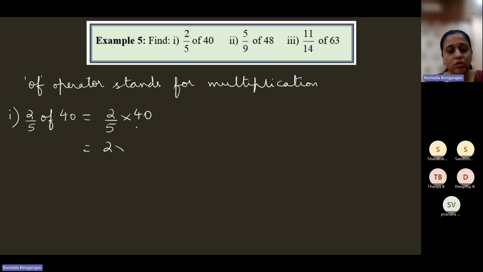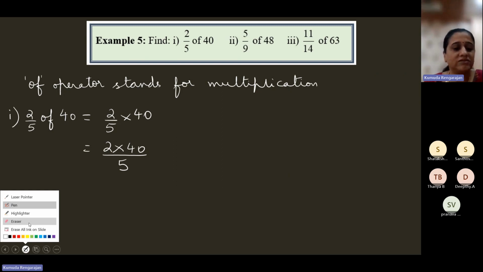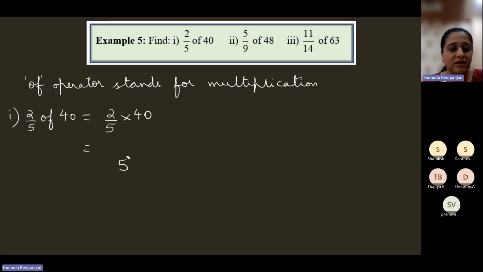So now that you know it, you can just write it like this. You don't have to show 40 by 1. You can just write it as 2 into 40 by 5. Now that you understand, 40 is a part of the numerator because the denominator is 1. So you can directly write 2 into 40 divided by 5.